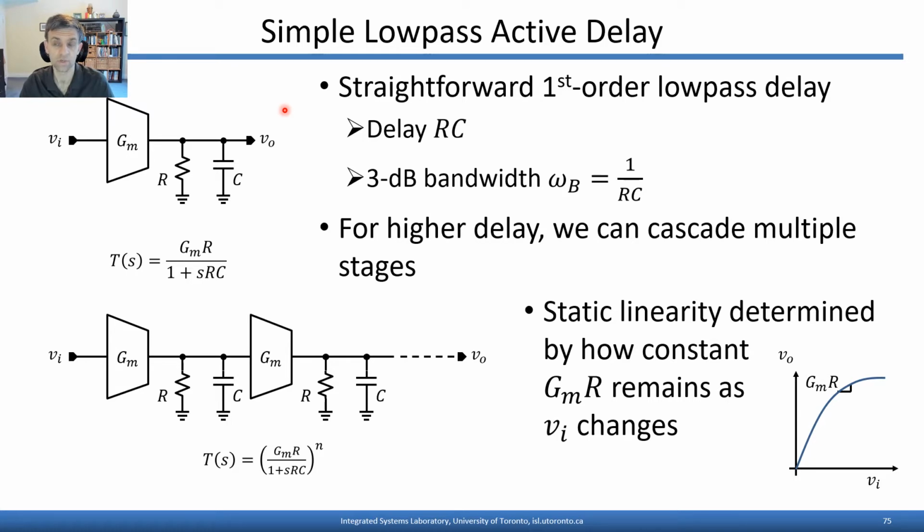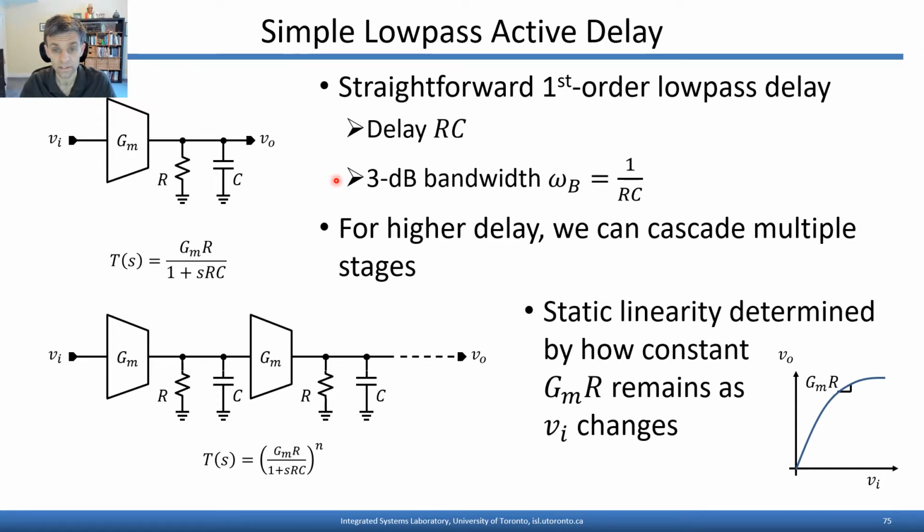The first is a straightforward first order low pass delay circuit. There's essentially a low pass response formed by the RC time constant at the output of the transconductor here. The delay of this circuit is approximately equal to the time constant RC, and we'll see that delay at frequencies that are significantly below the 3 dB bandwidth of the circuit, which is simply 1 over RC. So we've got this delay bandwidth trade-off coming into play that we're now familiar with.